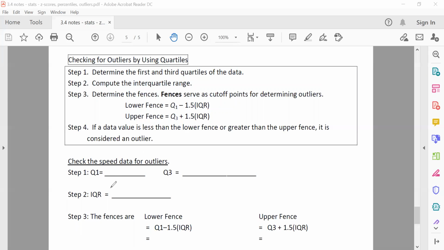So let's remind ourselves of the speed data of just the 14 cars. The first quartile was 28 miles an hour. The third quartile was 38 miles an hour. So the IQR was very simple. It was 10 miles an hour, the range of the two inner quartiles.